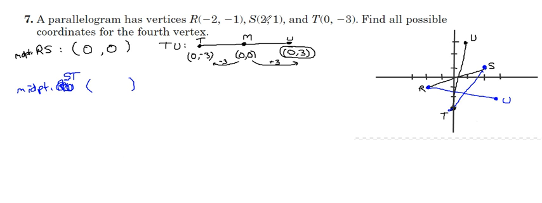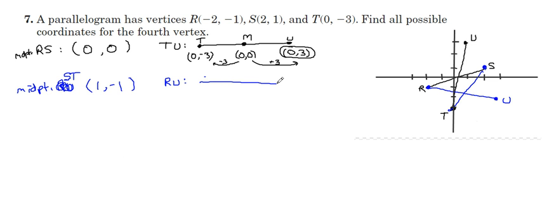If I look at the coordinates for S and T, 2 plus 0 is 2, 2 divided by 2 is 1. That midpoint's going to be at 1. 1 plus -3 is -2, -2 divided by 2 is -1. So the ST midpoint is 1, -1. That's going to correspond to the RU midpoint.